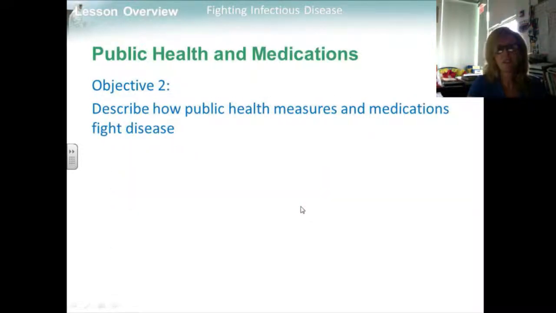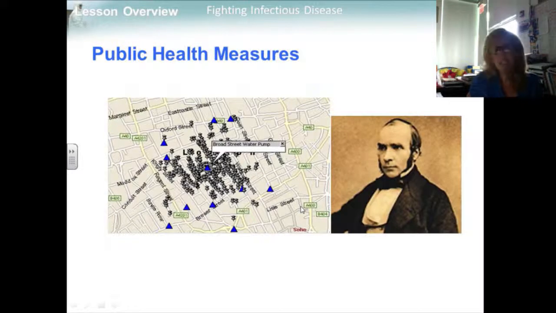So objective 2 is to describe how public health measures and medications fight diseases. In 1900, more than 30% of the deaths in the United States were caused by infectious disease. In 2005, less than 5% of deaths were caused by infectious disease.